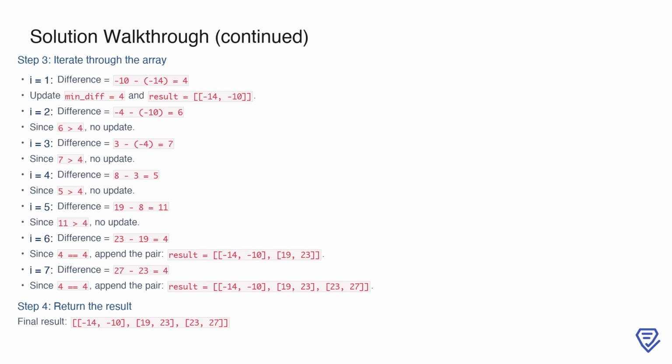Similarly, the differences for the pairs 3 and -4, which is 7, 8 and 3, which is 5, and 19 and 8, which is 11, are all greater than min_diff, so no updates occur.